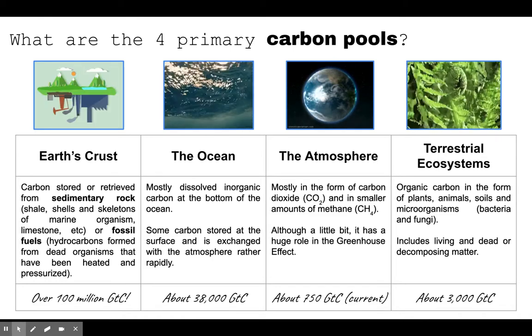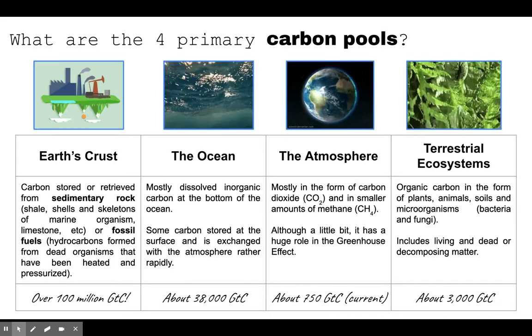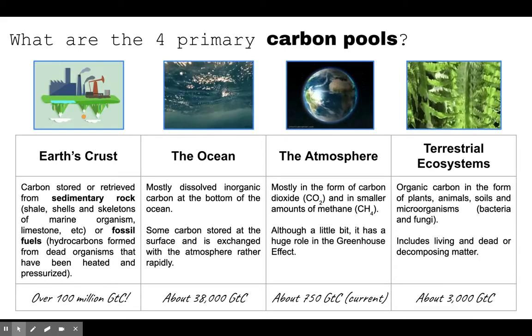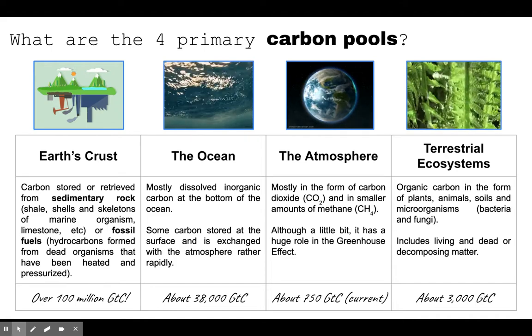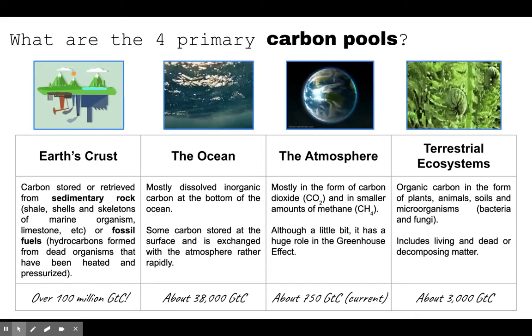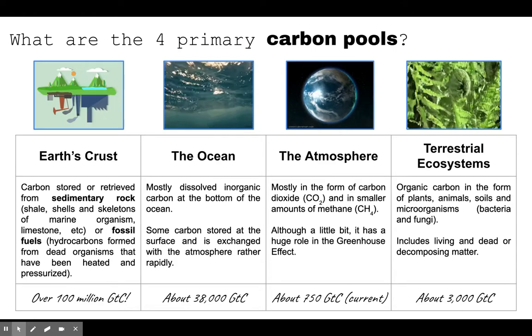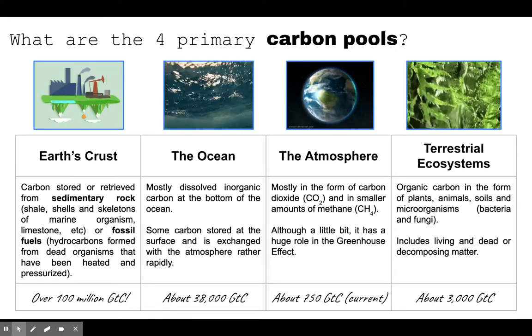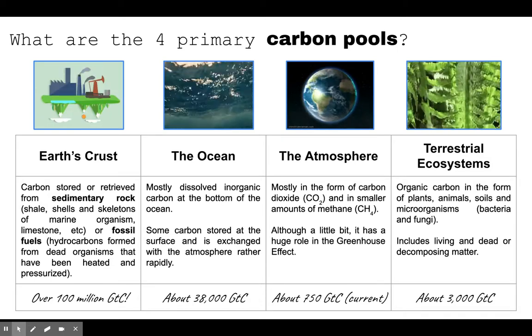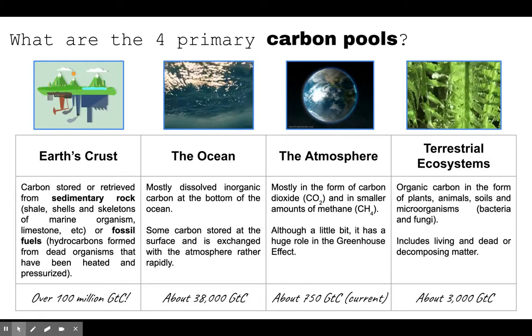The next most common carbon pool that people think of is the atmosphere. We talked about the greenhouse effect and greenhouse gases, and the most common greenhouse gas people think of is carbon dioxide. It does make up a good chunk of our conversations. We're also starting to become more interested in methane gas, which has the chemical formula CH4. So again, the atmosphere is a pretty popular one.